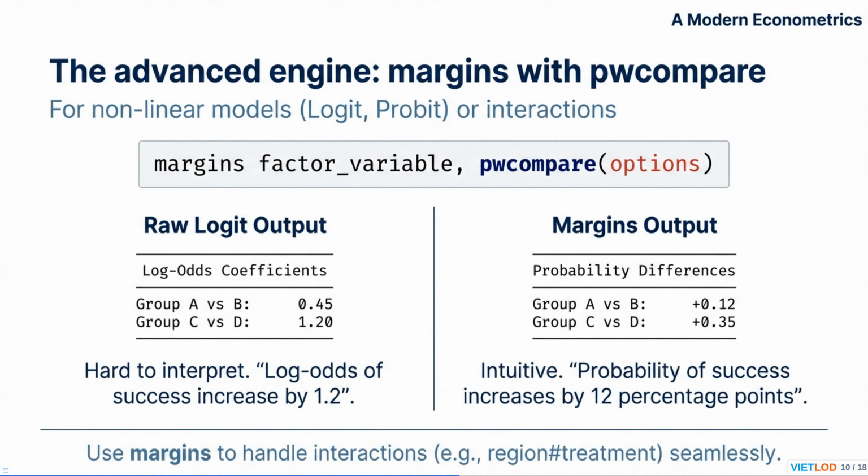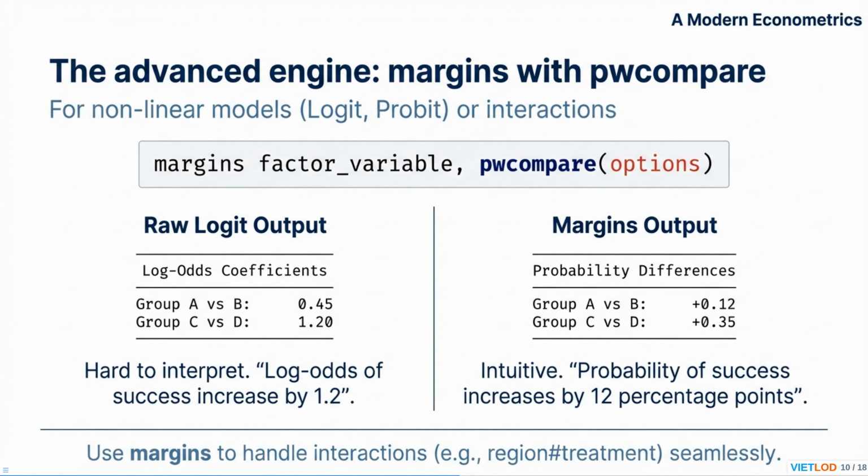When we move from linear to nonlinear models like logit or probit, the interpretation challenge increases significantly. Standard regression output provides log odds coefficients, which, as you can see on the left, are quite abstract. Stating that the log odds of success increase by 1.2 doesn't resonate well with most audiences. This is where the advanced engine comes in, combining the margins command with the pwcompare option.